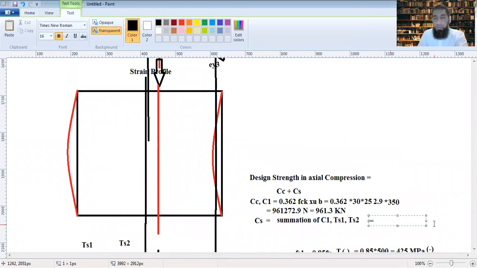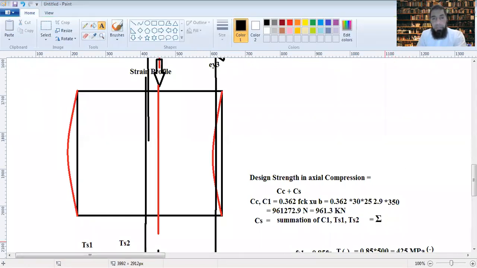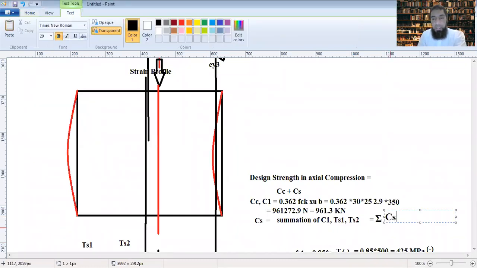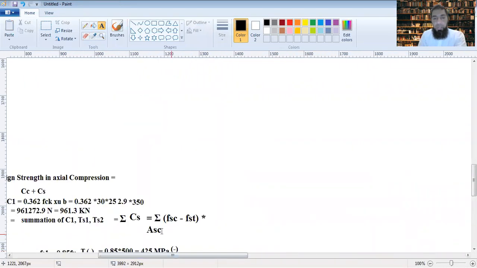So this would be equal to the summation of CS, all CS, that would be the summation of FS in all FS in compression minus all FS in tension, into, you have stress into area of steel of each one of these. This is into ASC. So you have CS equal to this.